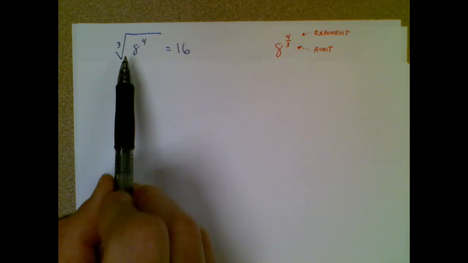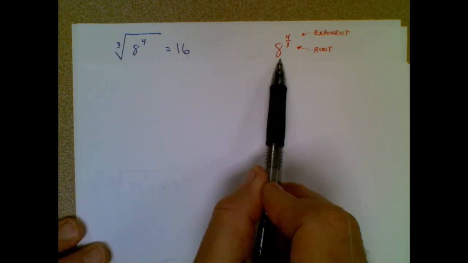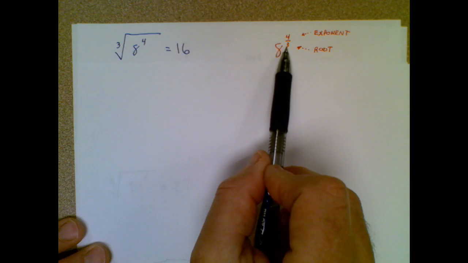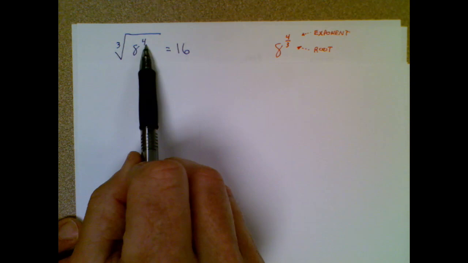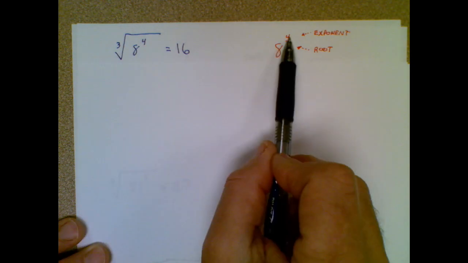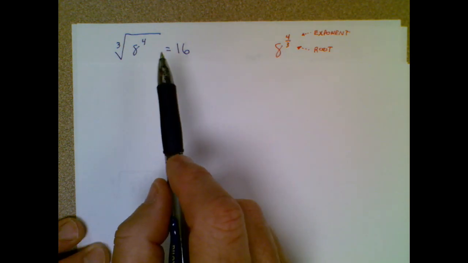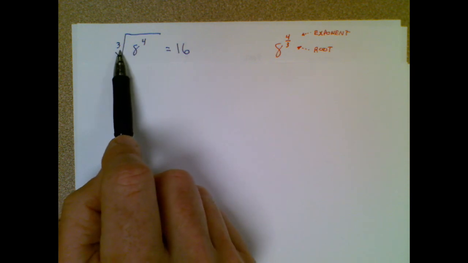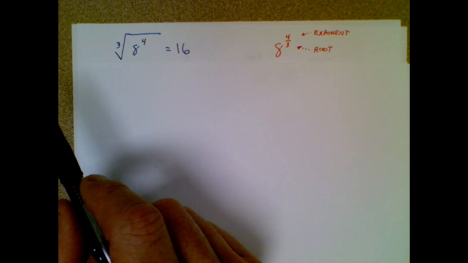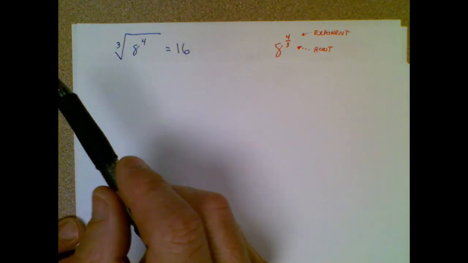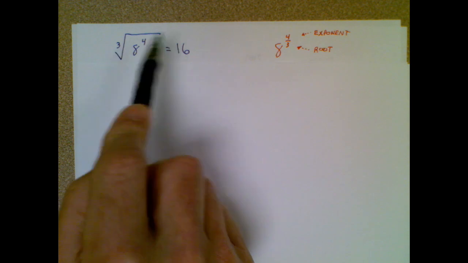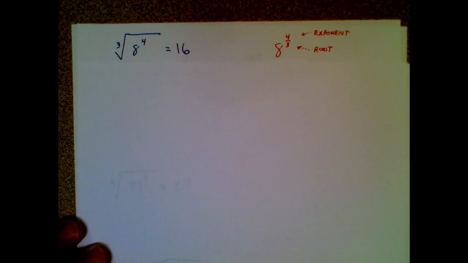So if I would rewrite this in exponent form, remember this is the root, so that's going to go as the denominator of the fraction. This is the exponent, and that goes as the numerator. If you ever forget which order it goes, think of the word root, which implies down below, because think of where the roots of a tree are. The roots of a tree are down below. So the root of the radical goes down below in the fraction.